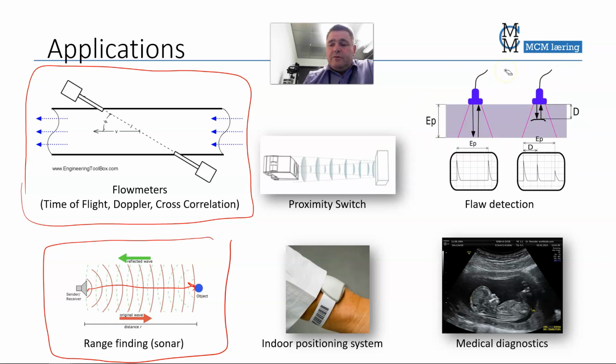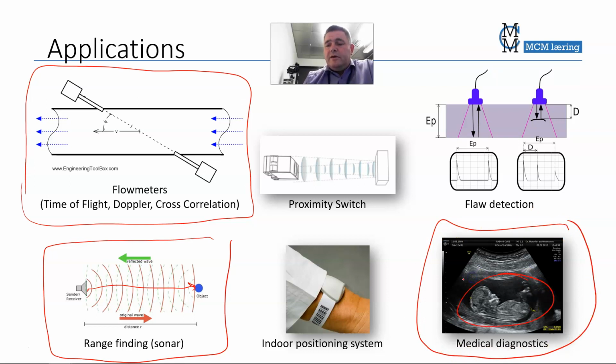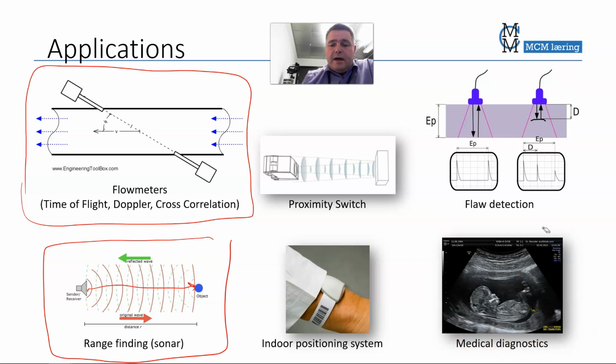You can use it for medical diagnostics. Here is from a pregnancy where you have a child inside the womb of a woman. And for example, for indoor positioning systems, this could be used for patients with Alzheimer's or something, so that they can find out which room the patient is in, because inside a building GPS is not very useful.